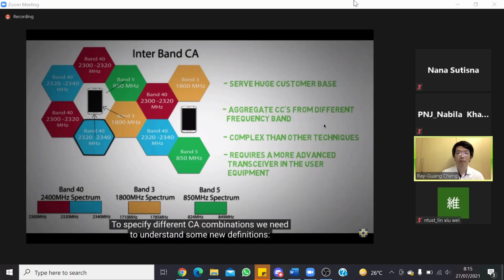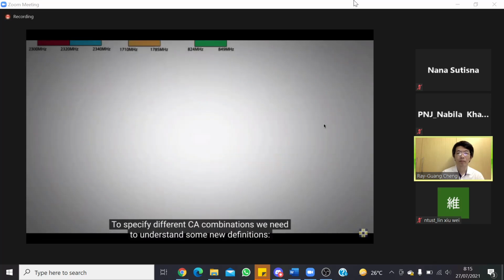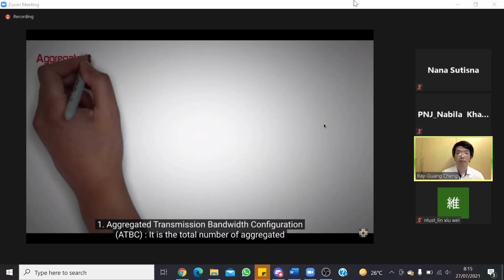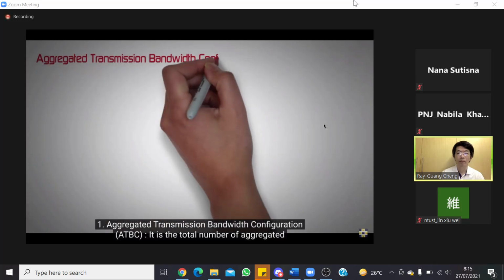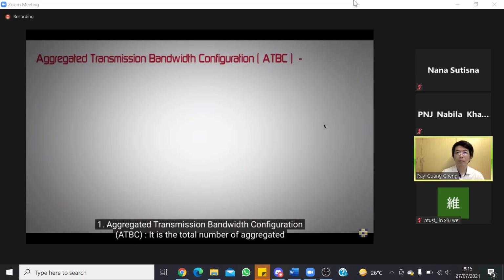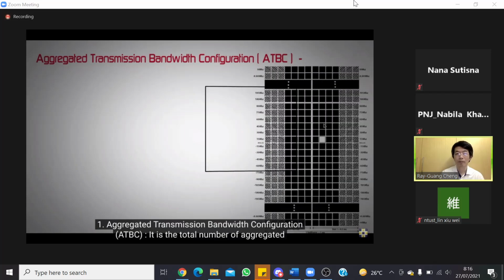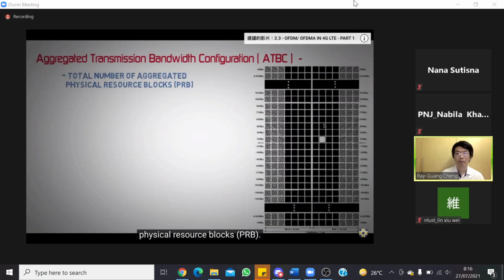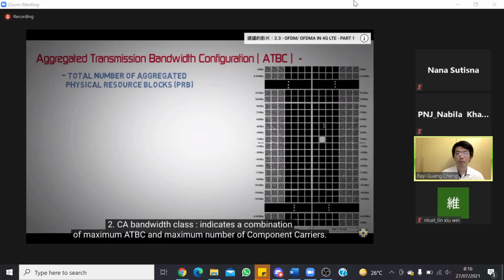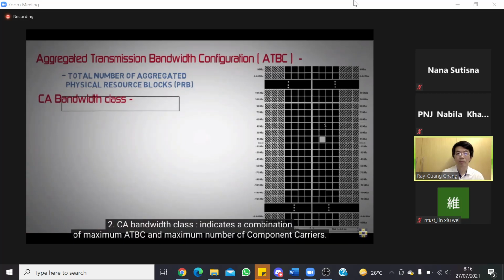To specify different CA combinations, we need to understand some new definitions. Number 1, Aggregated Transmission Bandwidth Configuration, or ATBC. It is the total number of aggregated physical resource blocks. Number 2, CA bandwidth class. It indicates a combination of maximum ATBC and maximum number of component carriers.